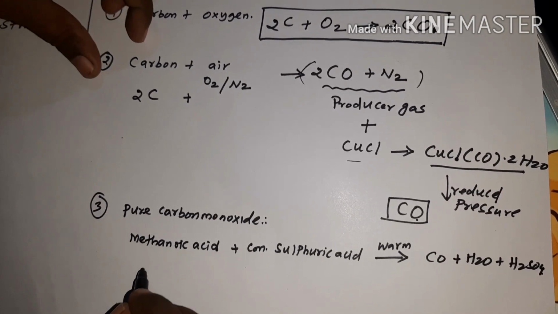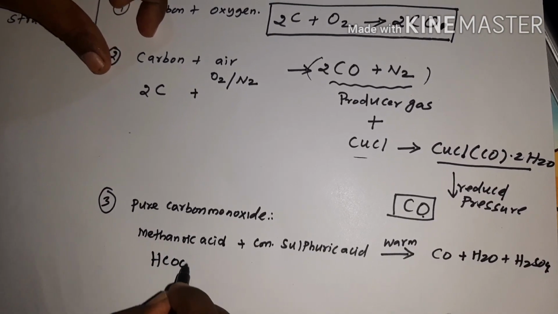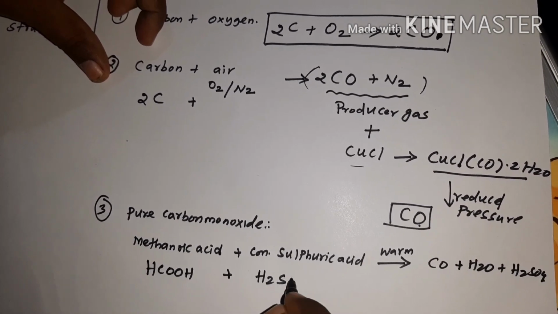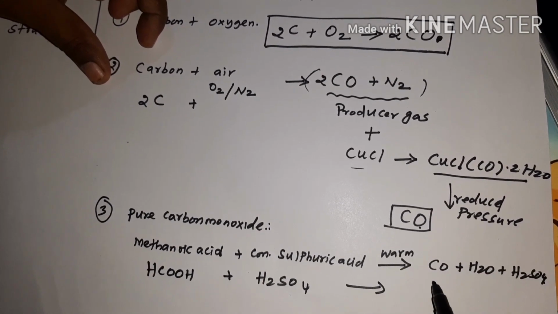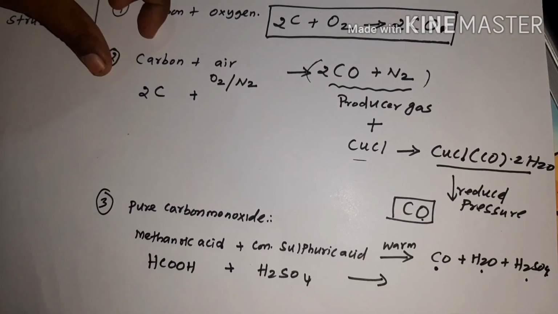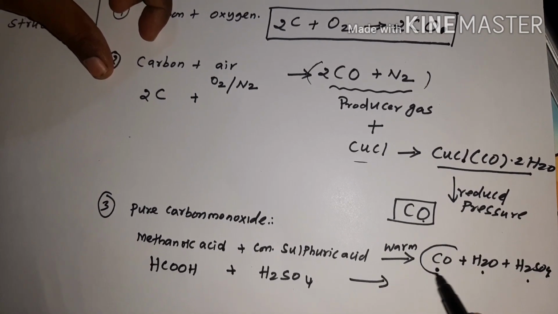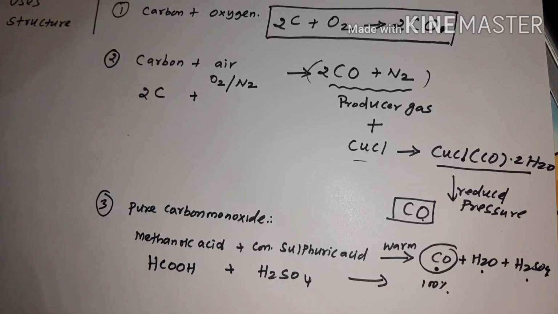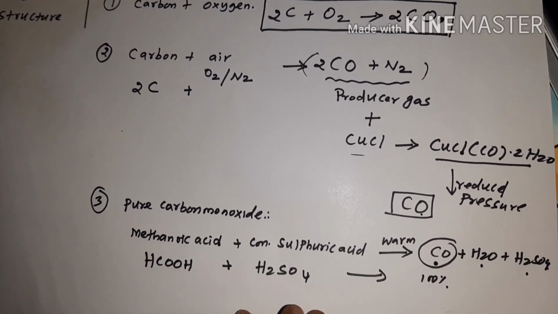The methanoic acid formula is HCOOH, then concentrated sulfuric acid H2SO4. We get the products carbon monoxide, water, then sulfuric acid. Here this carbon monoxide will be 100% pure carbon monoxide. So that's all about the preparation of carbon monoxide.